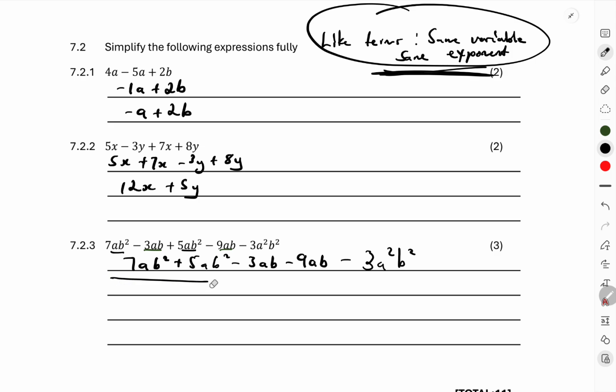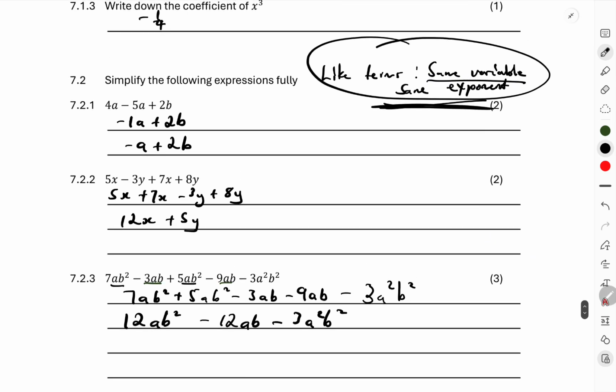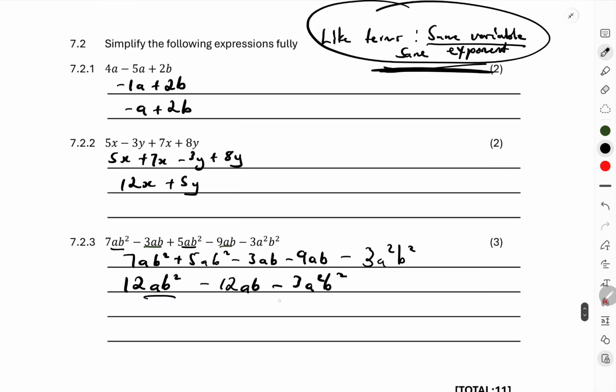Therefore, since these two terms are like terms, I'll add or subtract the coefficients. What is 5 plus 7? I'll have 12ab squared. Minus, what is negative 3 minus 9? It is negative 12ab minus 3a squared b squared. That becomes my final answer. I'm done. I cannot continue further because like terms should have the same variable. The variable here is ab, I agree, but do the variables have the same letters? No. Here it's ab squared, here it's ab, and here is a squared b squared. Therefore, I'm going to stop there, right?